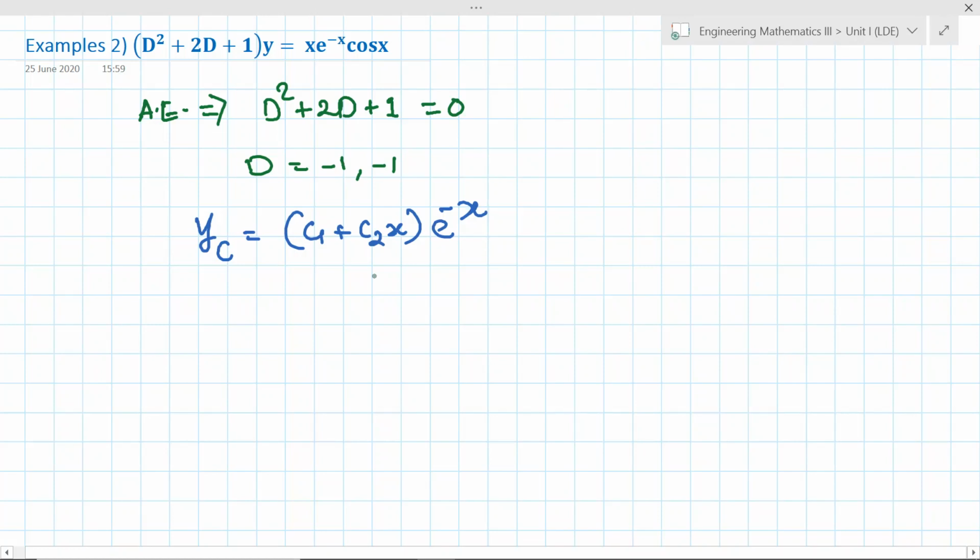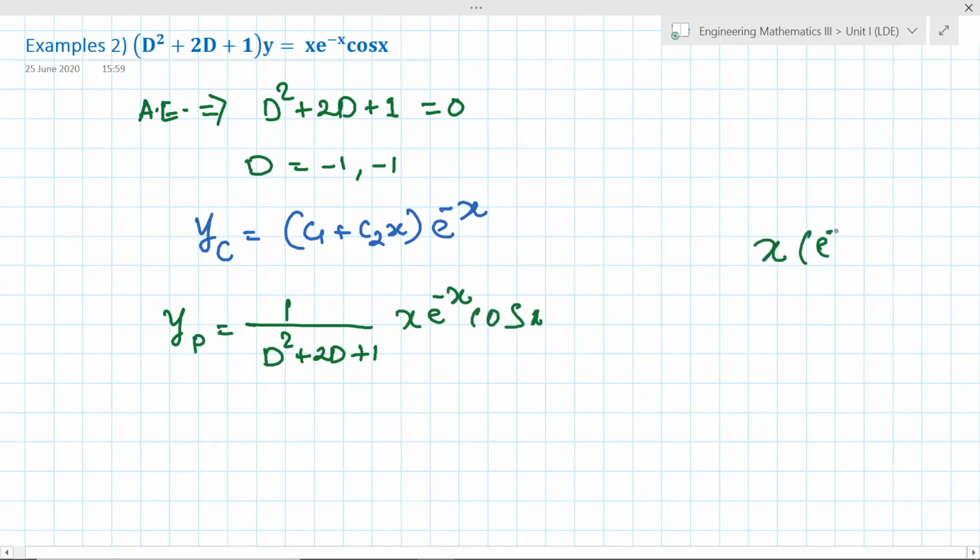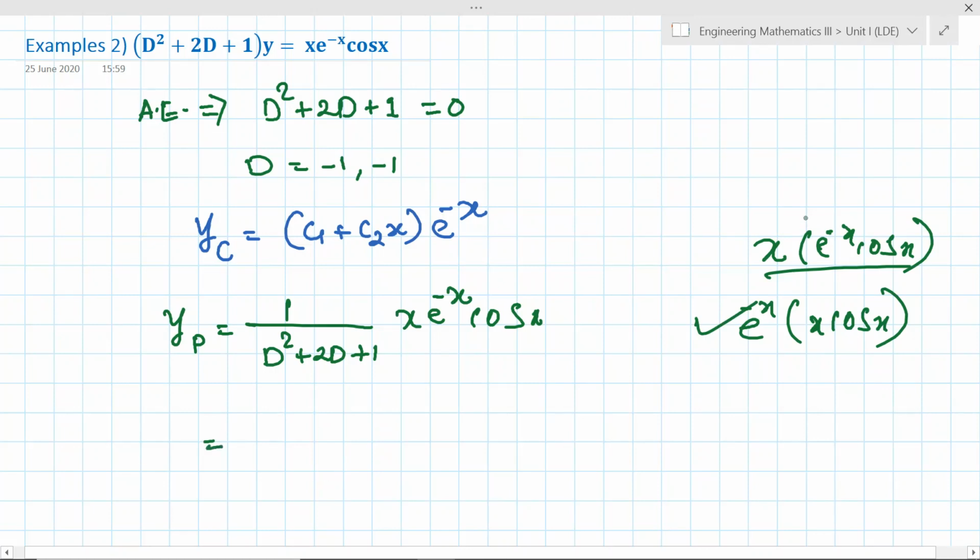Okay, now move forward for the particular integral. So my yp in this case is 1 upon d square plus 2d plus 1 into x e raised to minus x into cos x. So either you can take x into e raised to minus x cos x, where we can use the sixth case, or e raised to minus x, x into cos x, where we can use the fifth case. Both ways are possible, but we will do this one because it reduces our calculation. The choice is yours, you can do either of these two.